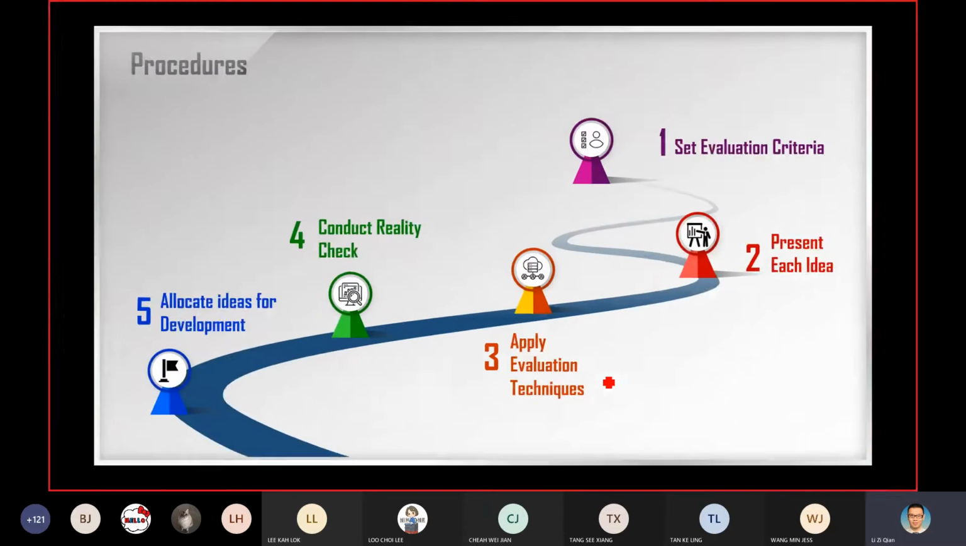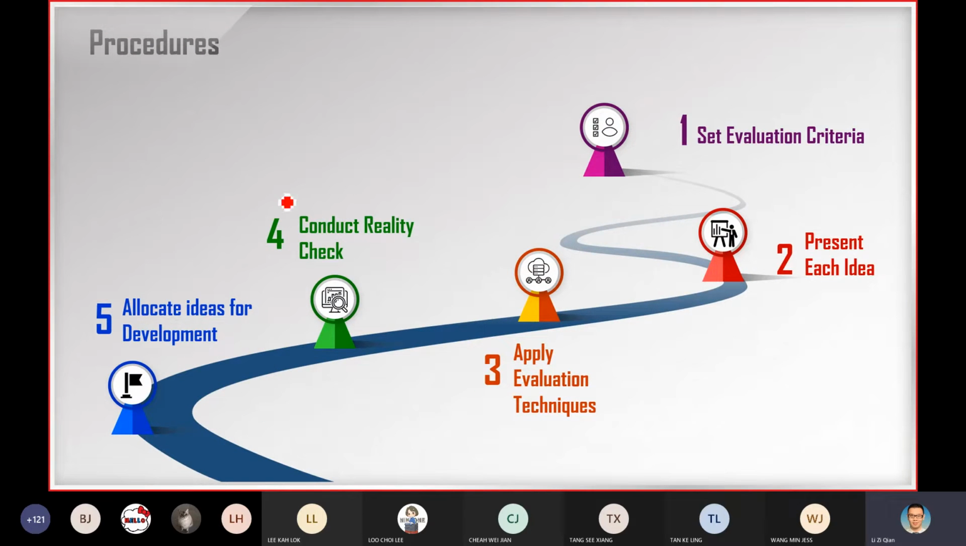All right. Okay, here right now we will look into the procedure, or in other words the distinct activities. This one is important: the five procedures we talk about are distinct activities. Procedure, put it simply. So we will have five. You need to set your criteria. You present ideas. You apply evaluation techniques. You conduct a reliability check and allocate ideas for development. So you have five, and we will be looking at each of them one by one.